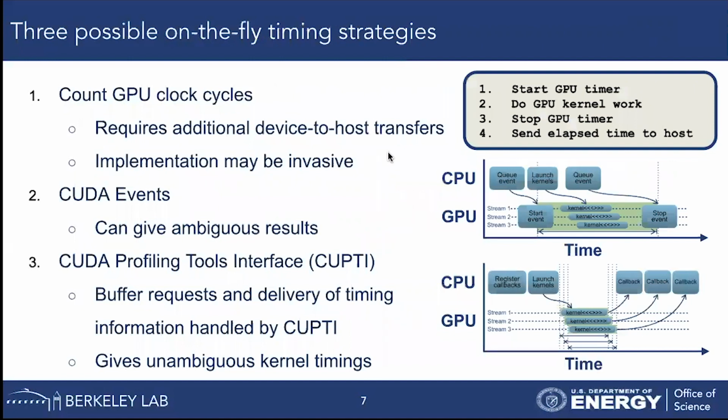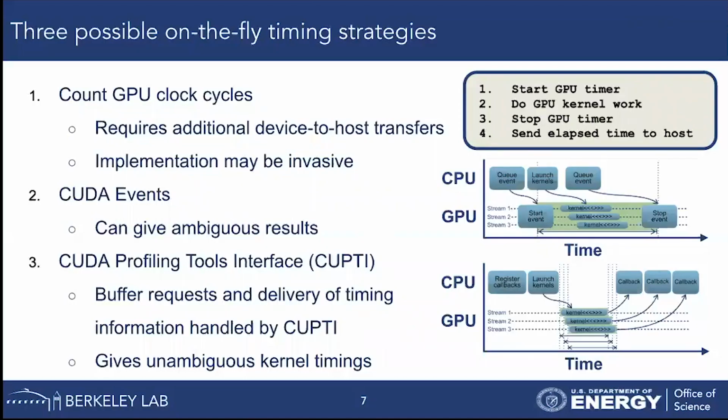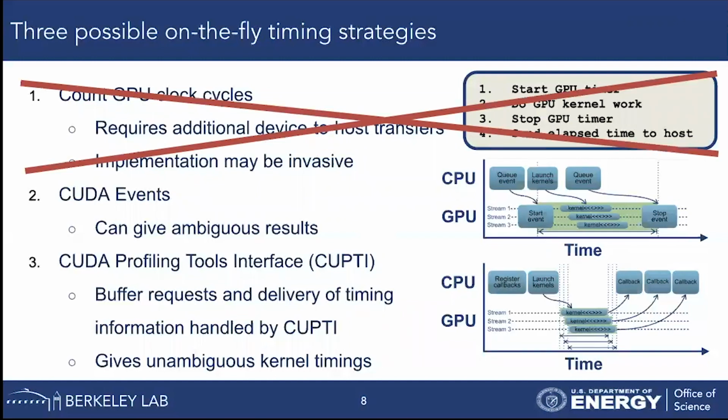The first is to count clock cycles on the GPU, and this is possible with the clock64 function, which lets you count the cycles on the GPU. The disadvantage with this strategy is that you then have to transfer that information off the device. Doing all this can be invasive to codes, if you want to instrument the code to measure the clock cycles and then transfer off the device. This was the approach that I tried first, but it turned out to not be too simple. So I'm going to cross this off the list.